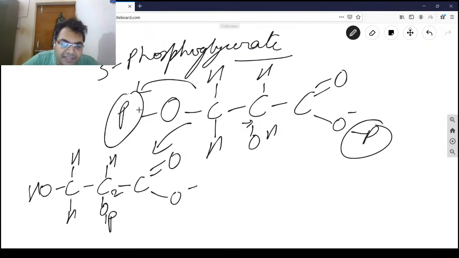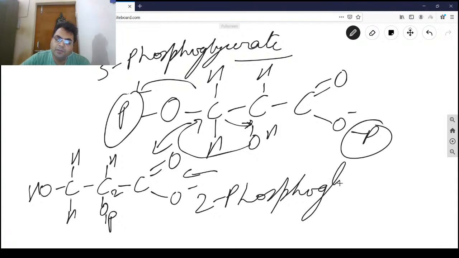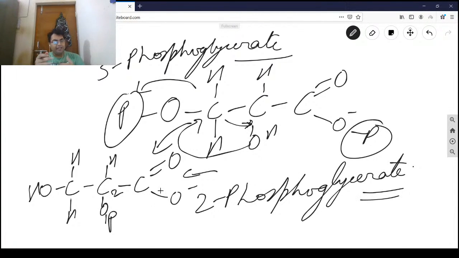You can see OH here, and CH2 was already there, OH here, and this entire thing has been put here. You can see this has been transferred here and this has been transferred here, and what you get is 2-phosphoglycerate. This molecule is 2-phosphoglycerate. Just check this. That is why I am showing you the structures. Otherwise it will become very baffling for you, what is going on. This is what's going on.